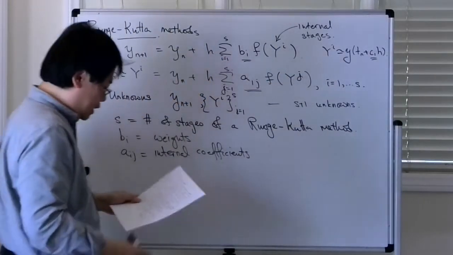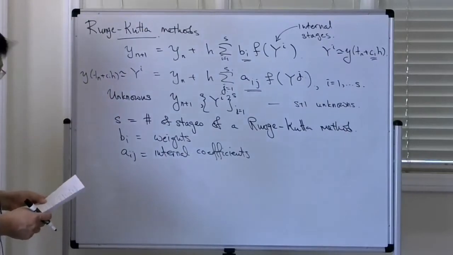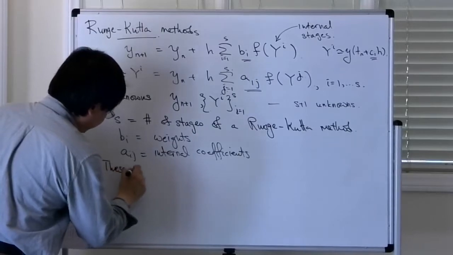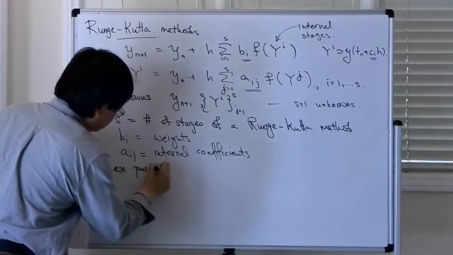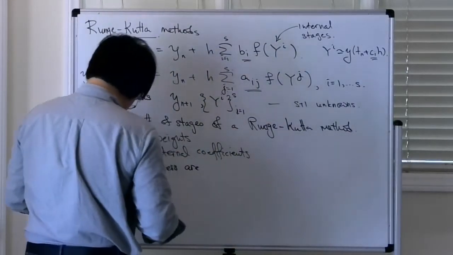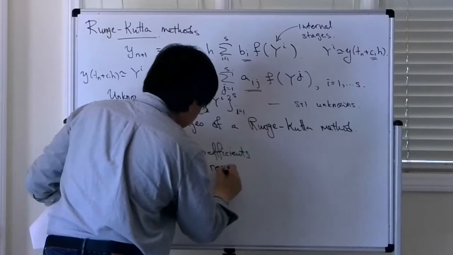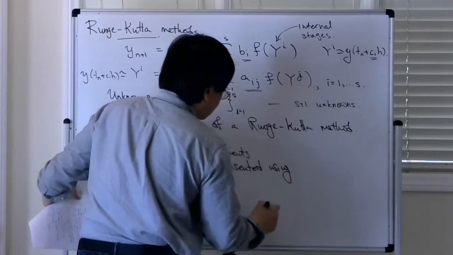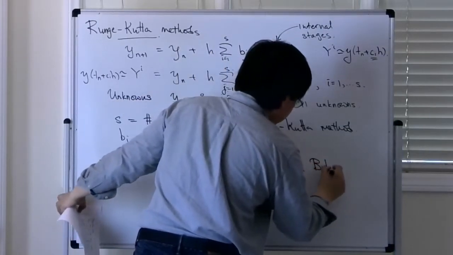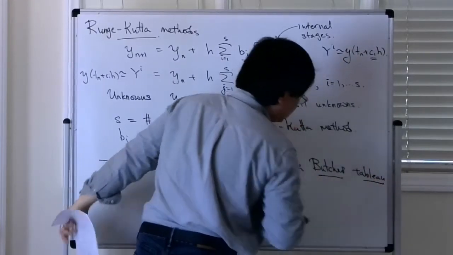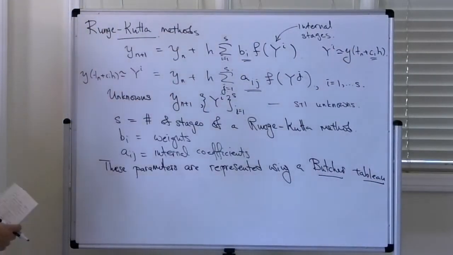Oftentimes you represent these parameters in terms of what is called a Butcher tableau. This was named after John Butcher, who is a professor at the University of Auckland.